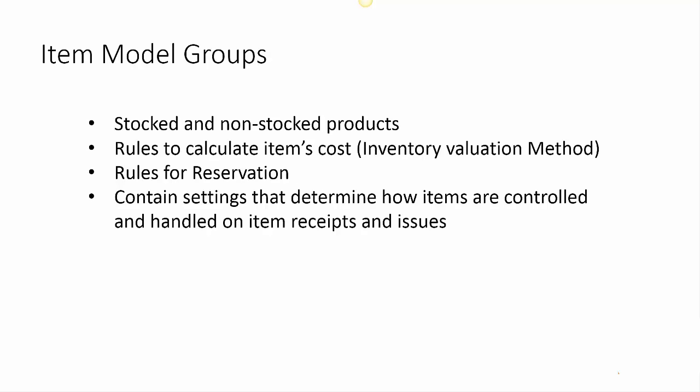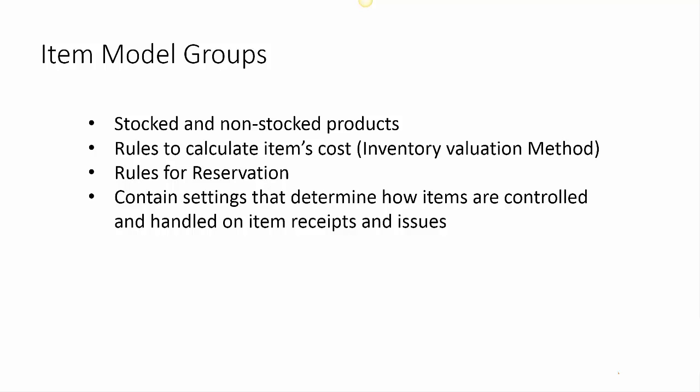Item model group contains the parameters which determine whether a product is to be handled in inventory or not. That means whether it is a stock product or not. It also determines the inventory valuation method for the product, for example FIFO, LIFO, and weighted average, or it can be moving average. The inventory valuation method determines the way the cost of items is calculated.